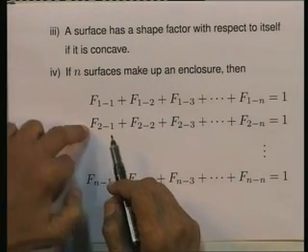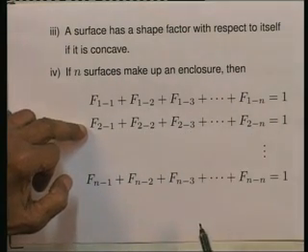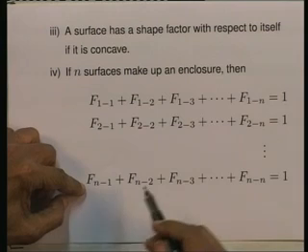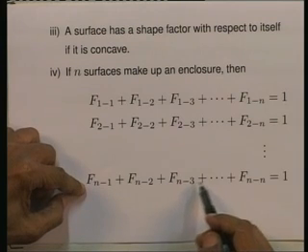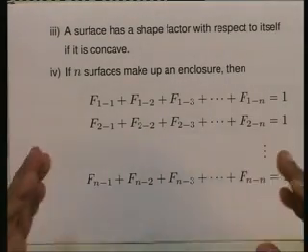Similarly, consider the radiation emitted from surface 2. It follows that F2 to 1 plus F2 to 2 plus F2 to 3 plus dot dot dot F2 to n is equal to 1, and so on. If I consider the nth surface of this enclosure, Fn to 1 plus Fn to 2 plus Fn to 3 dot dot dot Fn to n is equal to 1. You follow? So, I can write down n such equations for the n surfaces making up this enclosure. These are relations between all the shape factors when surfaces make up an enclosure, and we can use these to calculate one shape factor from another. That is the advantage.